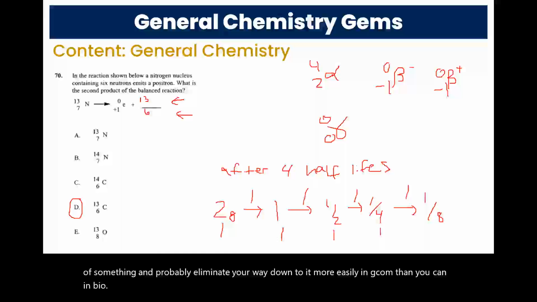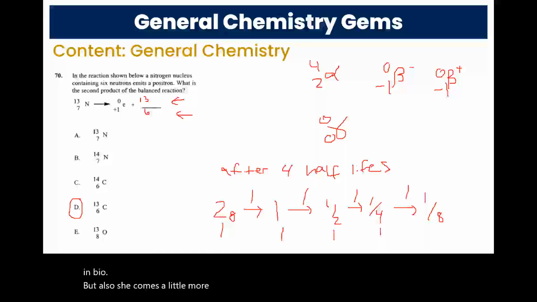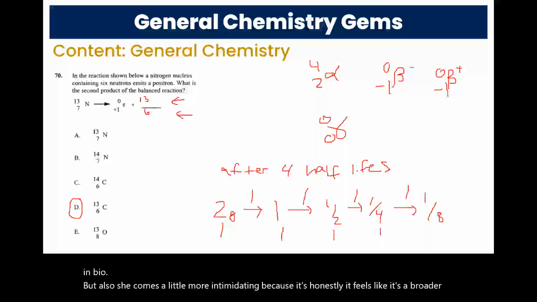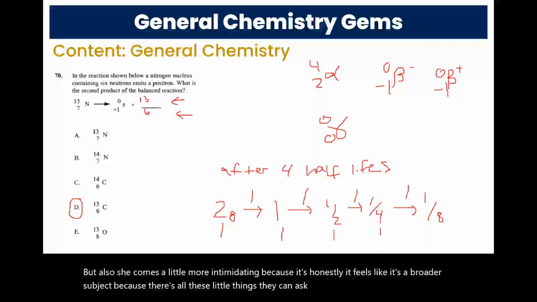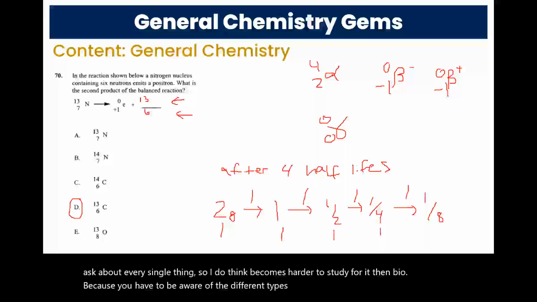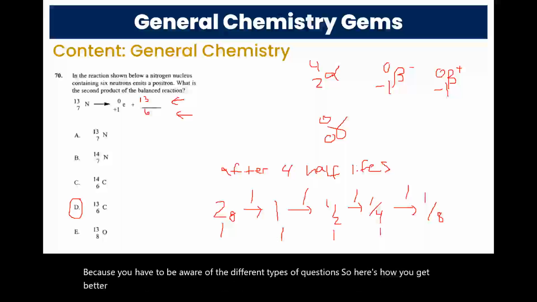But G-Chem is also a little more intimidating, because it feels like a broader subject, with all these little things they can ask you about, but they're not going to ask you about every single thing. So I do think G-Chem is harder to study for than bio, because you have to be aware of the different types of questions. So here's how you get better at G-Chem: do a lot of practice questions, so you're not surprised by anything. More practice questions is always going to be better.